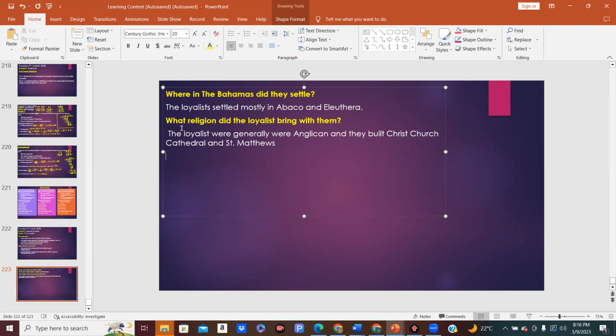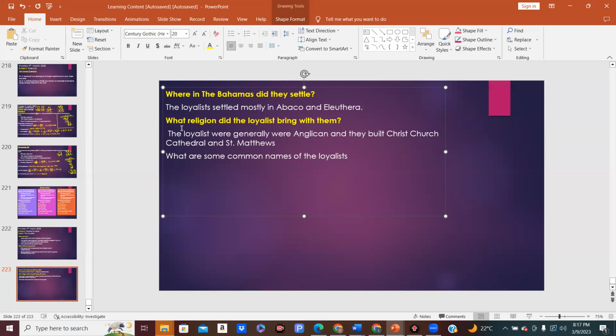Let's talk about what are some common names of the loyalists? Page 60 is where they talk about their religion and stuff. Okay.